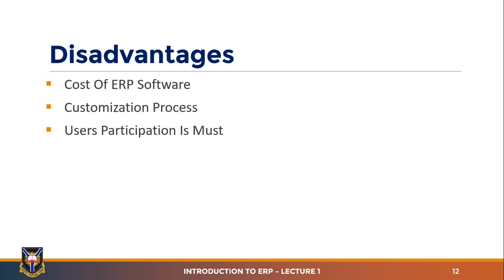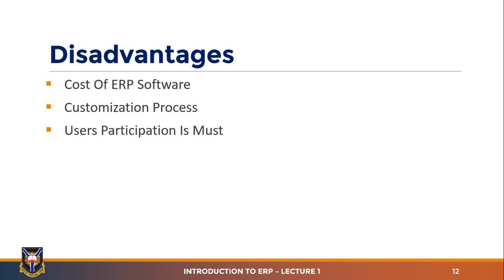And after this being said, we also have some few disadvantages, which include the cost of ERP software. ERP software is usually very, very costly. Even to have the license to train it, it may go as high as $50,000 just to have the license, not the certificate to even run the program. Just a license to train it, to train ERP.